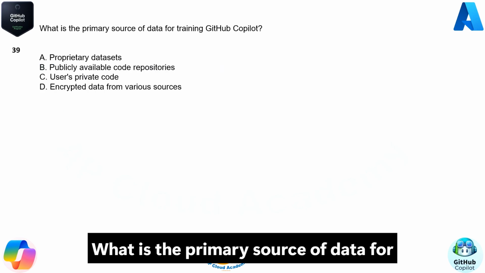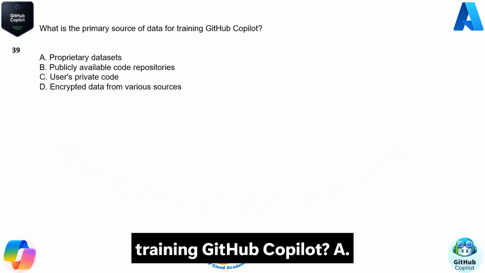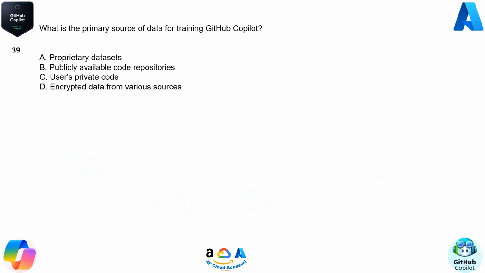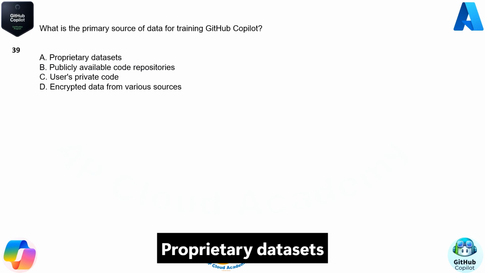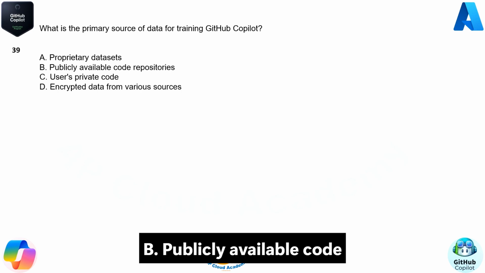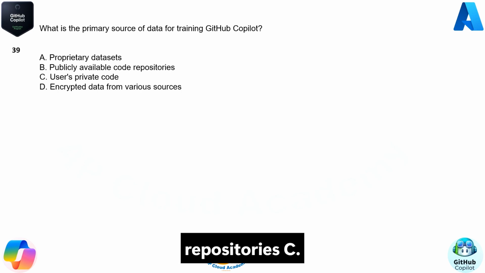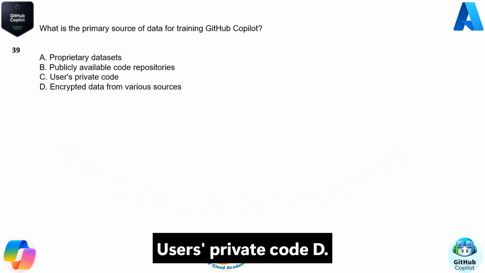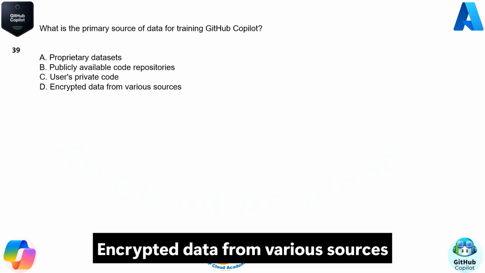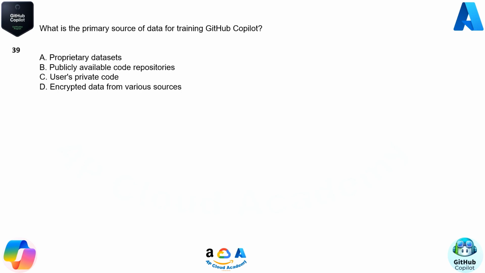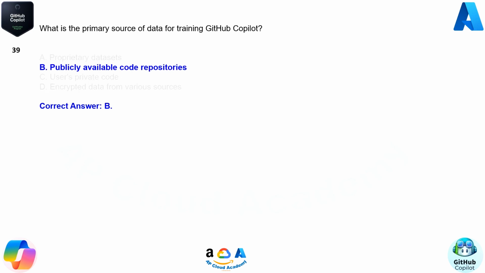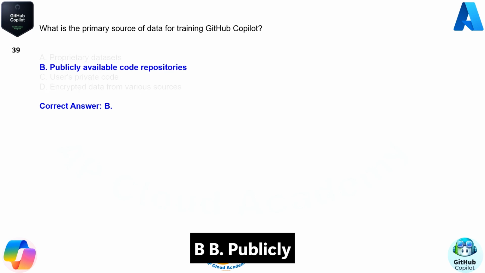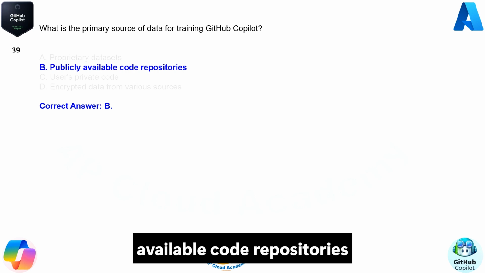What is the primary source of data for training GitHub Copilot? A. Proprietary datasets. B. Publicly available code repositories. C. Users' private code. D. Encrypted data from various sources. Correct answer, B. Publicly available code repositories.